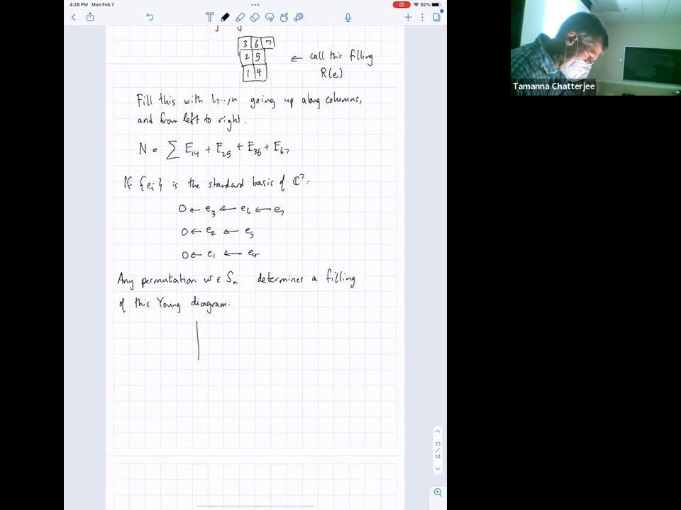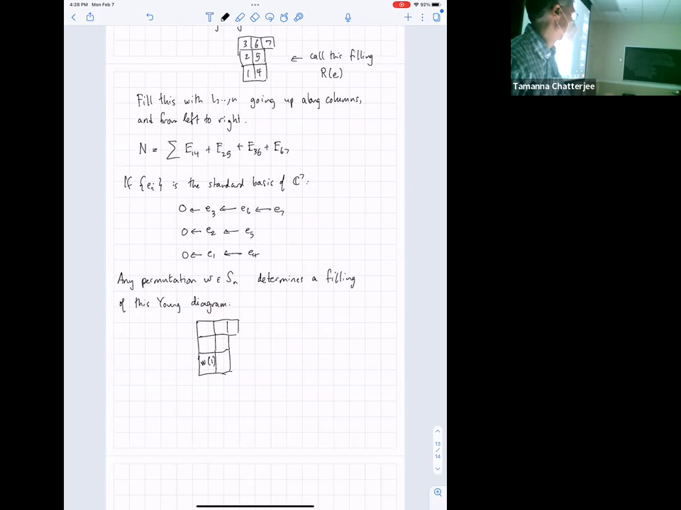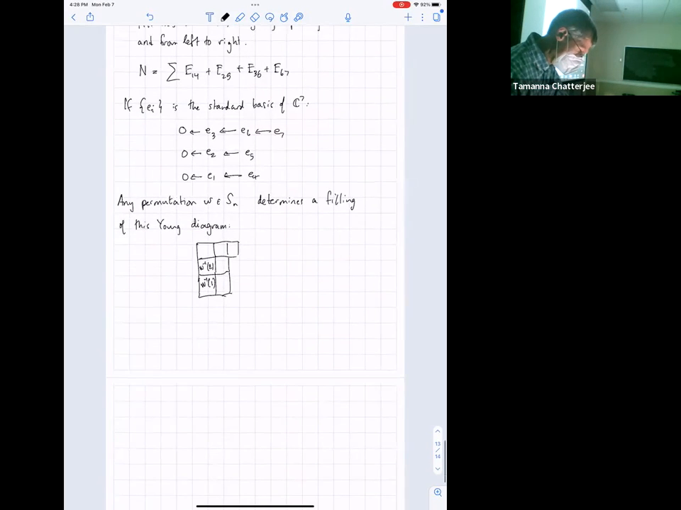And how do you do that? Well, it's not clear what the best way to do this is, but the way they set it up is, you'd think we put w(1) here. Well, in fact, it turns out you want to put w inverse of 1 here. It's not completely clear whether you want to put w or w inverse, but in fact you want to put w inverse of 1 here, and w inverse of 2 here, and so on. And that's how you get a filling of this Young diagram. So any permutation gives you a filling, and so there's an obvious bijection between permutations and fillings.